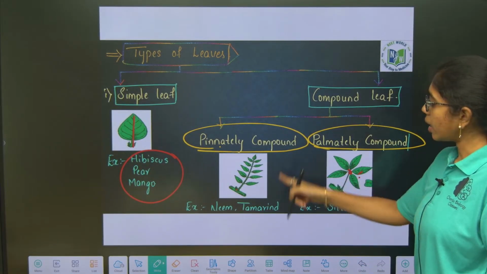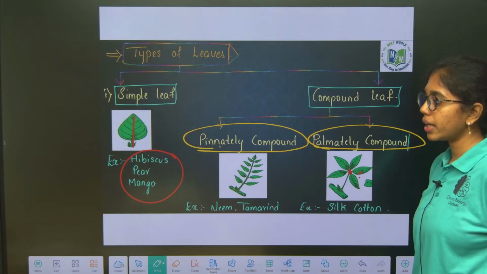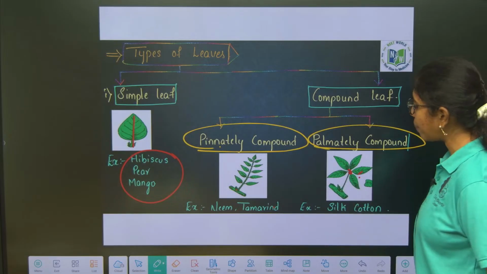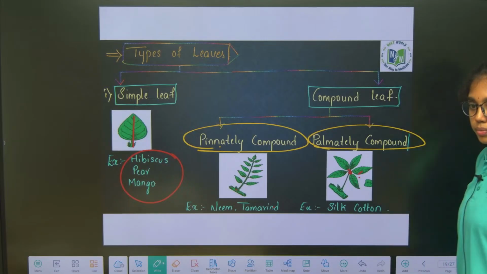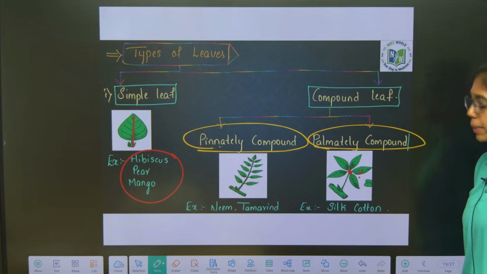Here under pinnately compound, the best examples you can take are neem and tamarind. Under palmately compound, an example you can take is silk cotton. Ma'am, what about papaya? Papaya is palmately compound.